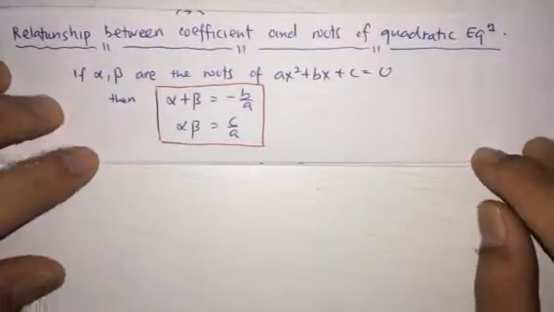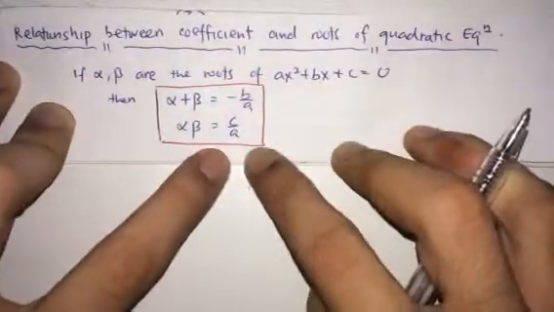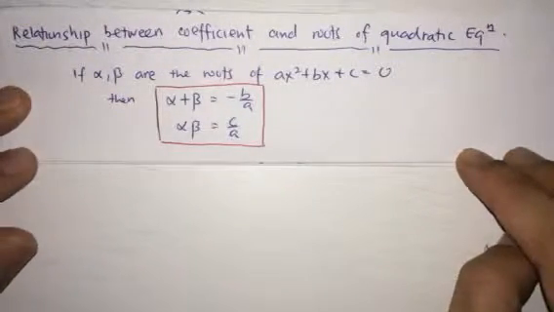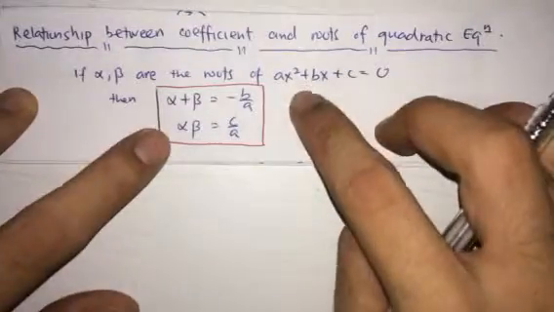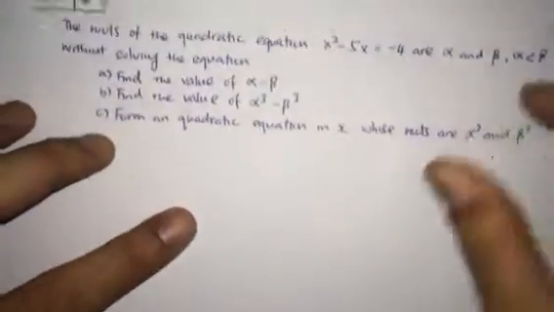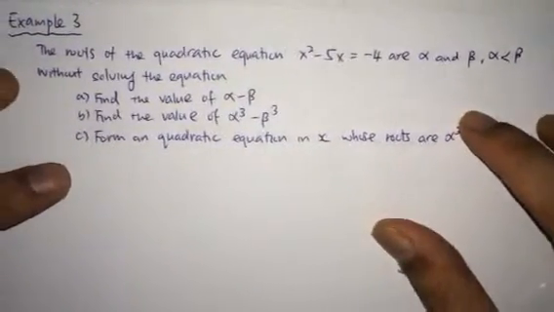Okay, this video is on further examples on the relation between coefficients and roots of quadratic equations. So these are the key points that we mentioned in the last video. Now let's take a look at some of the more difficult examples of this topic.